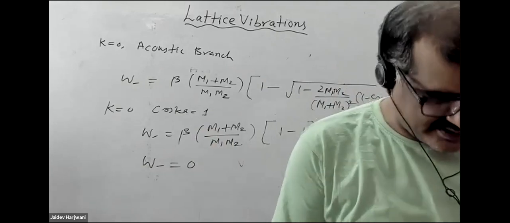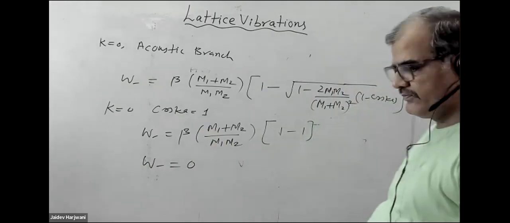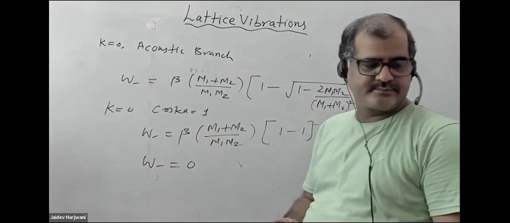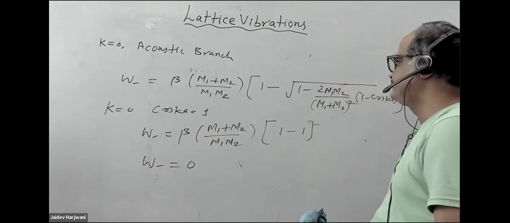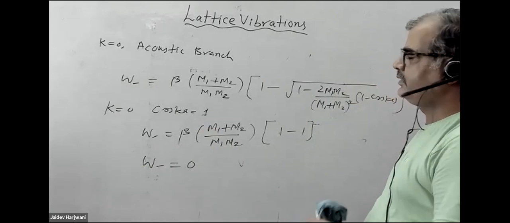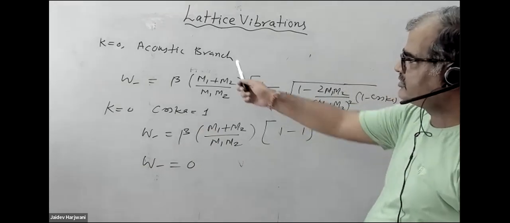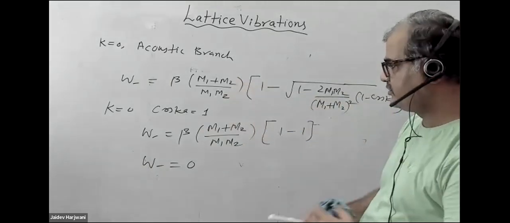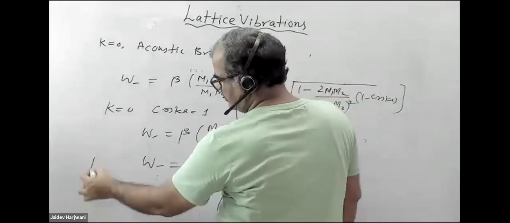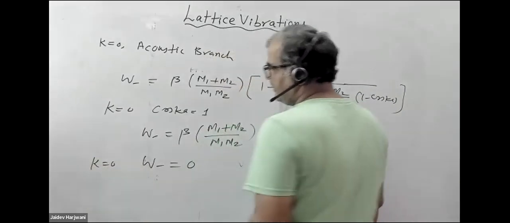That means for acoustic, cos k becomes 1, 1 minus 1 is 0. Okay, so this is now your acoustic branch. We have two branches. The acoustic branch is 0 at k is equal to 0. So at k is equal to 0, omega minus is equal to 0.